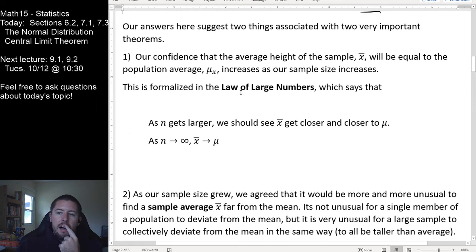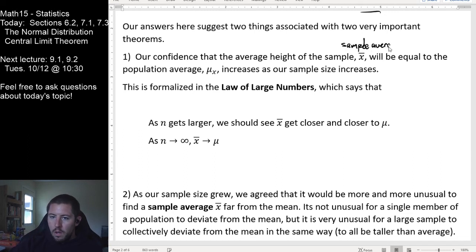Thing 1, our confidence that the average height of the sample, x bar, this is our sample average, will be equal to the population average should increase as our sample size increases. I know that when we just sample one random person's height, they probably aren't going to be 68 inches, right? They're probably going to be a little bit above or below. But we know that if we sampled lots and lots of people, it would be more and more likely that our sample average is converging on the overall population average.